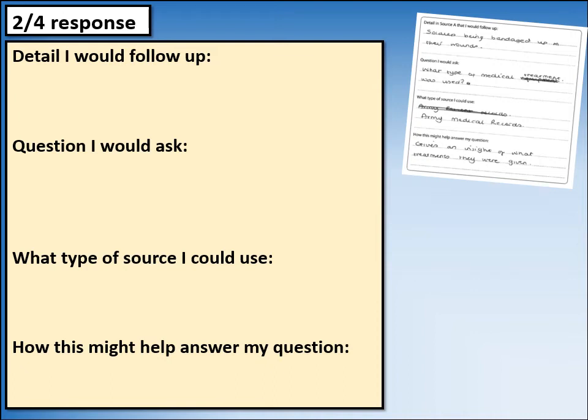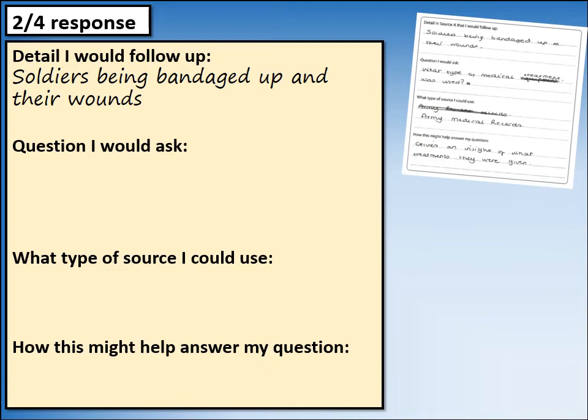So let's have a look at how one student got on with this last summer. And this is a response that did pick up marks. It's not a great response, but it's a response that did pick up marks. Let's see if we can spot some strengths and maybe some things for this person to develop.